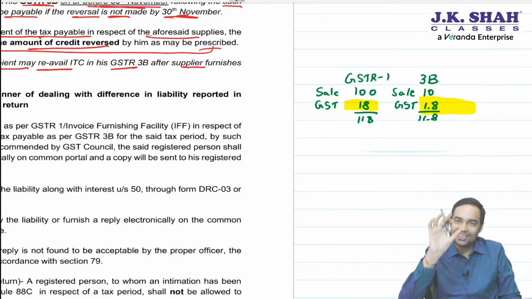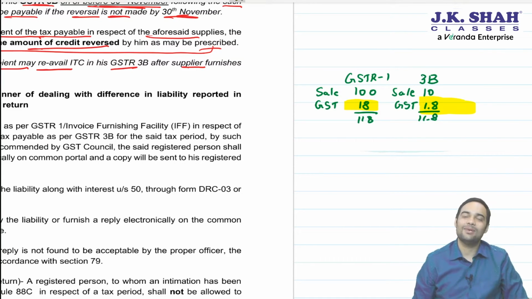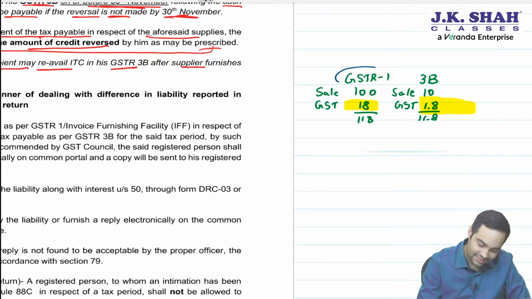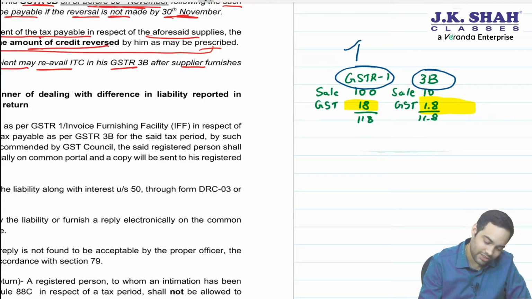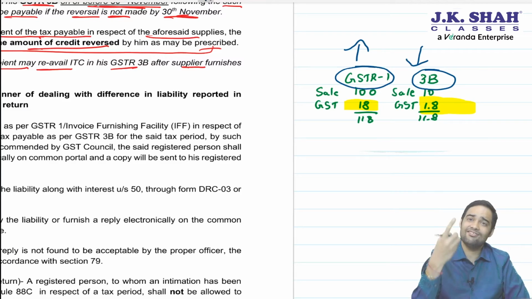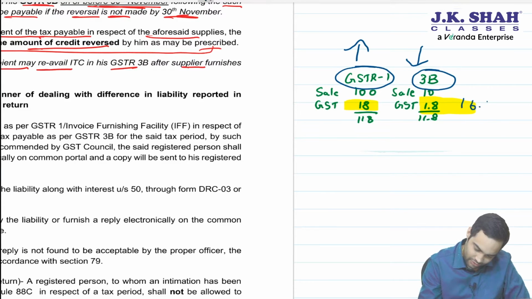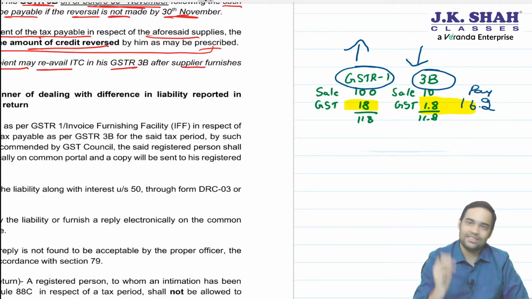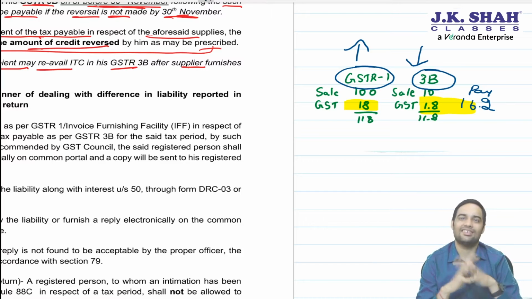Now, to curtail this kind of cheating, government has given a power to officers that if there is a mismatch between 1 and 3B, that is, you have reported more in 1 and less in 3B, then the officer will issue a notice. You have two options. One, to pay the differential tax, that is pay 16.2, or give an explanation of why there was a difference. So you have two options.